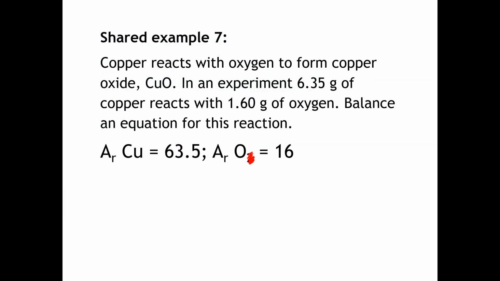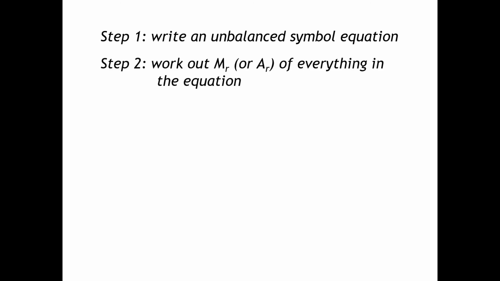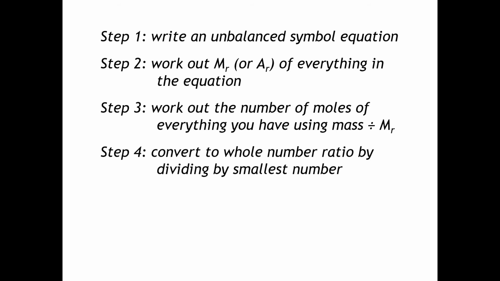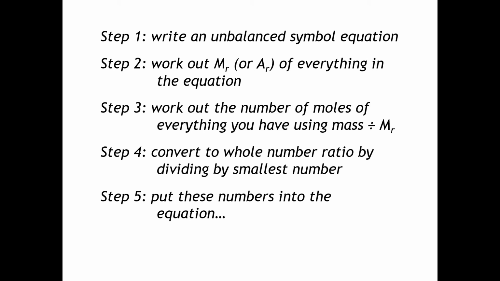Okay, apologies for the mistake on the board. So again, step by step: write an unbalanced symbol equation, work out the Mr or the Ar of everything we're going to be looking at. You need to do every single thing. We're going to work out any missing masses, work out the number of moles that we have of everything using our equation, convert to a whole number ratio divided by the smallest number for each case, and put those numbers back in the correct order into that equation. If we do this each time, we won't go wrong.